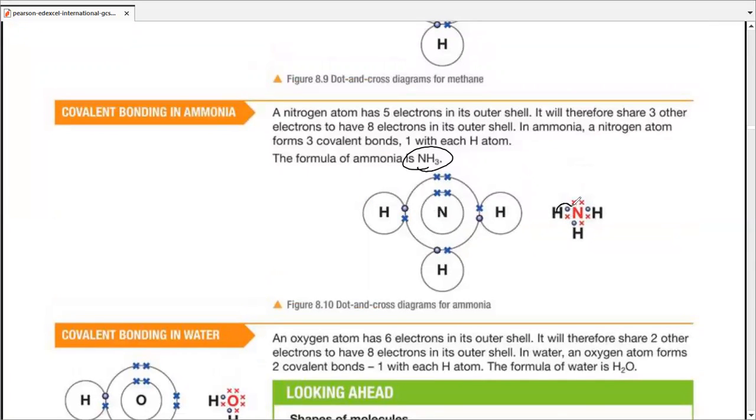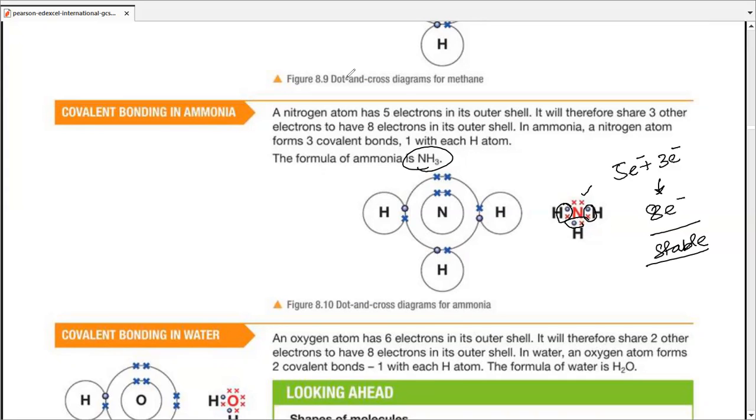Take a look: first shared pair, second shared pair, third shared pair, but this one is not a shared pair. Why? Because this one is not a collection of a dot and a cross. This one is actually a collection of both crosses. And in the case of ammonia, nitrogen does not need to form the 4th bond because it already has 5 electrons, my bad. So 5 electrons plus 3 shared electrons, it now has 8 electrons, hence following the octet rule, it's stable.